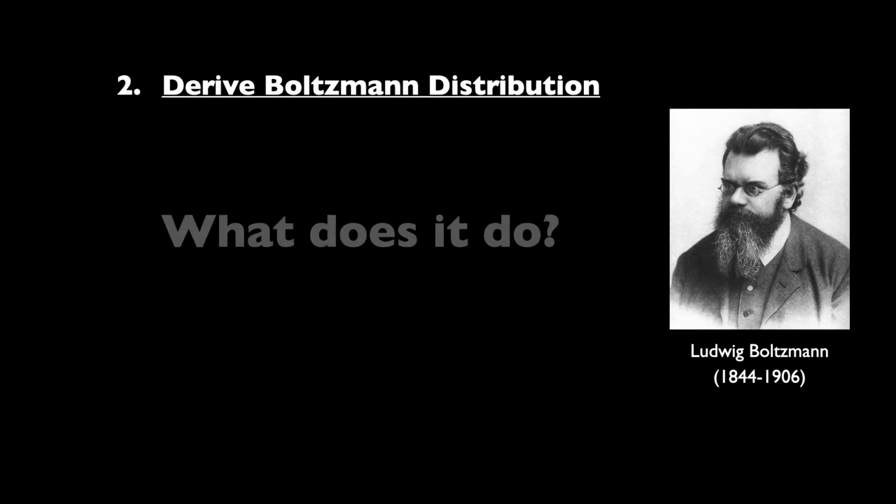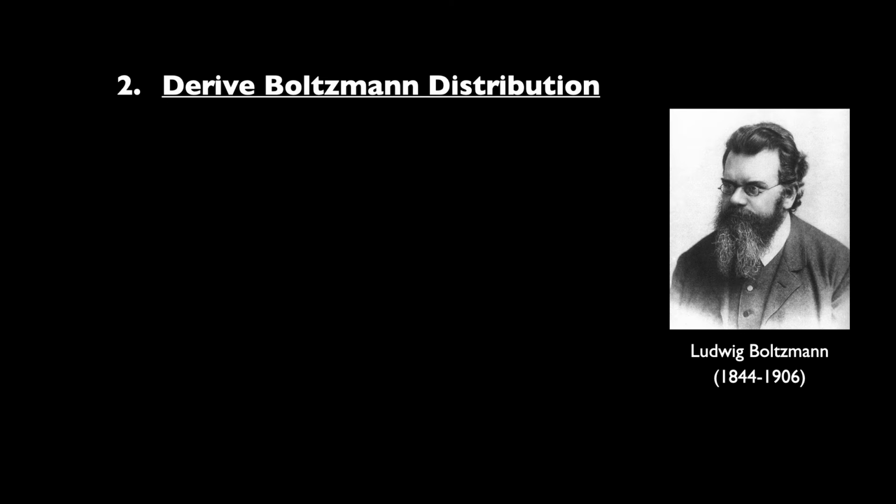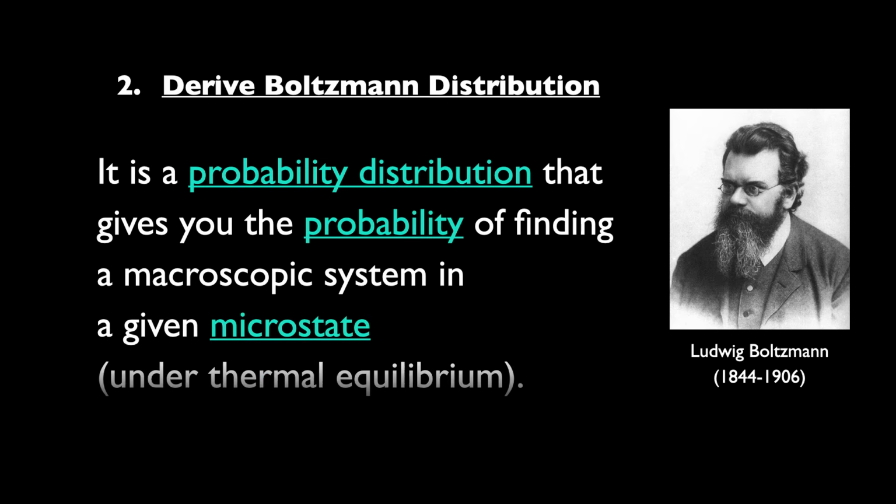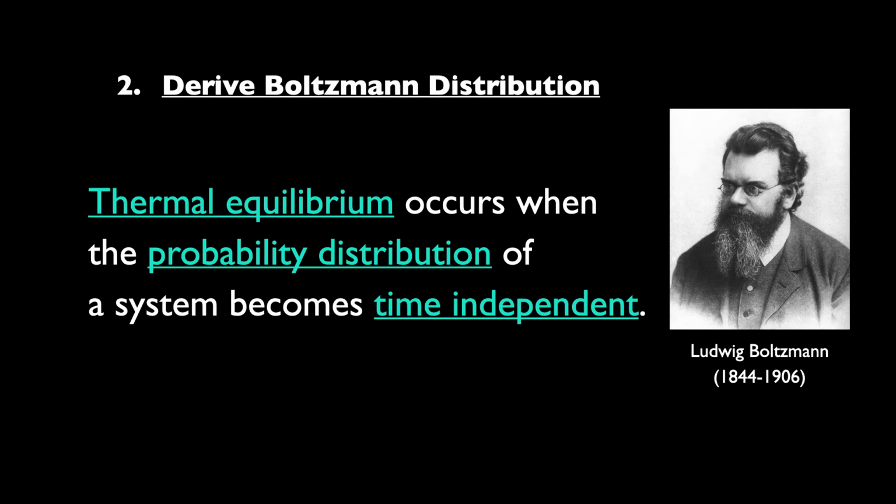We are now ready to derive the Boltzmann distribution. So what exactly does it do? When a macroscopic system has reached thermal equilibrium with its environment, the Boltzmann distribution tells us the probability of finding the system in a given microstate. Thermal equilibrium occurs when the probability distributions describing the system become time-independent, after sufficient time is allowed for interactions with the environment to take place and reach some stable state.